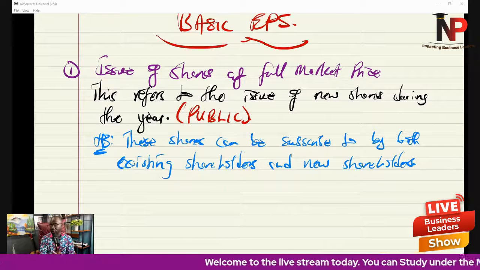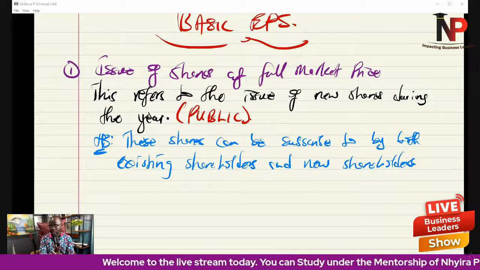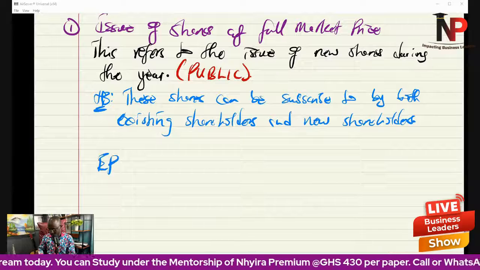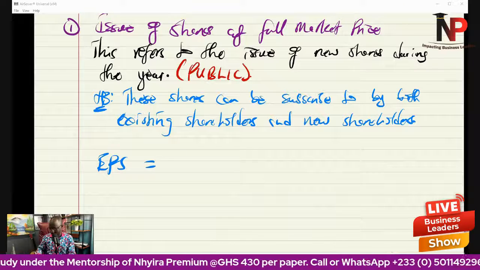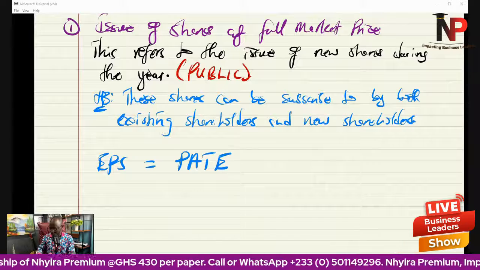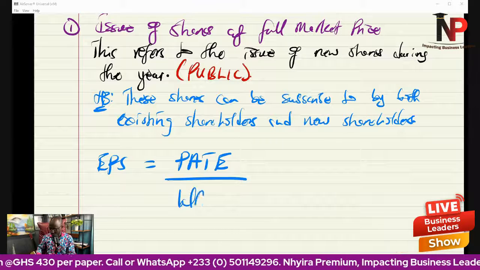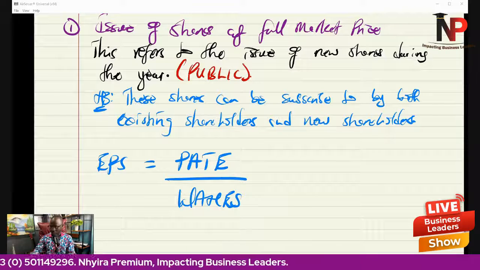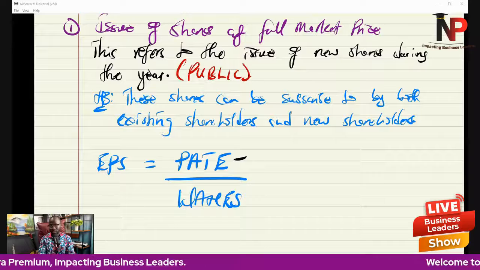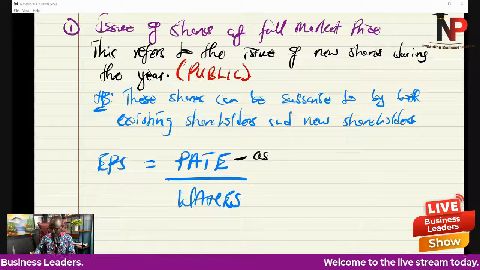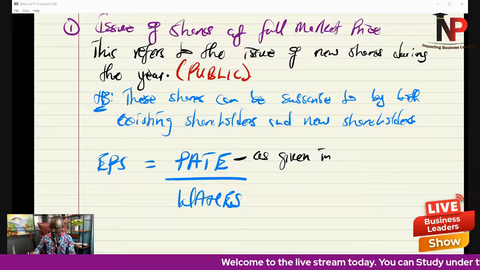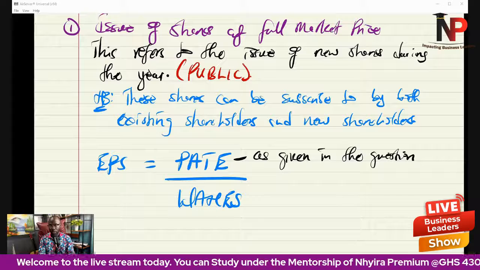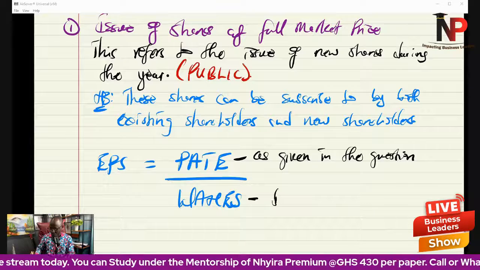In this scenario, how then do we calculate the earnings per share? Pretty simple. The earnings per share is going to be, like we said, PATS, profit attributable to equity shareholders, divided by the weighted average number of equity shares. The beauty of this is that the PATS will be given in the question, so you don't have to do anything to it. You're just going to pick what is given in the question. But the weighted average number of equity shares, you have to calculate it.